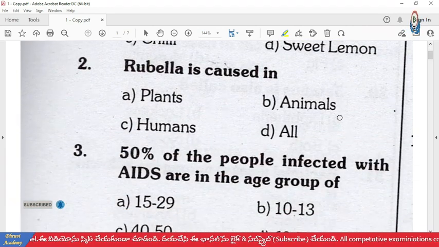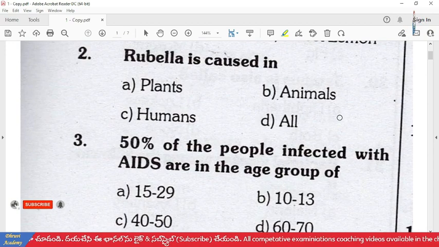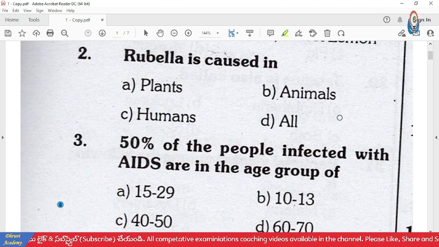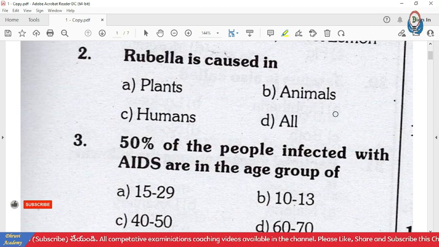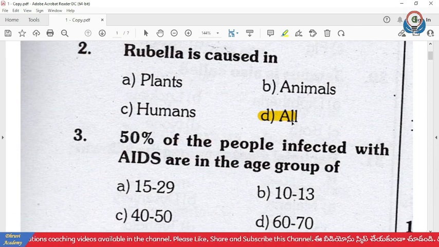Next one. Rubella is caused in, is it A plants, B animals, C humans, or D all? Rubella is caused in all: in plants, animals and humans. In all, rubella is caused.